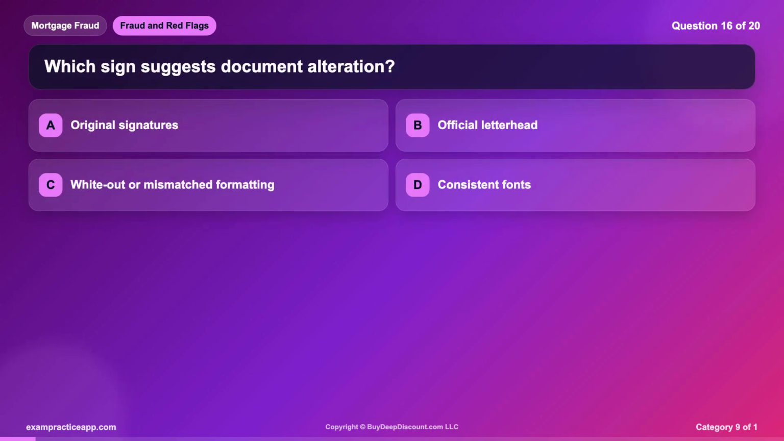Question 16. Which sign suggests document alteration? Option A, the original signatures. Option B, official letterhead. Option C, whiteout or mismatched formatting. Option D, consistent fonts. Take a moment to choose your answer. The correct answer is Option C. Whiteout or mismatched formatting. Explanation. Formatting inconsistencies indicate tampering.